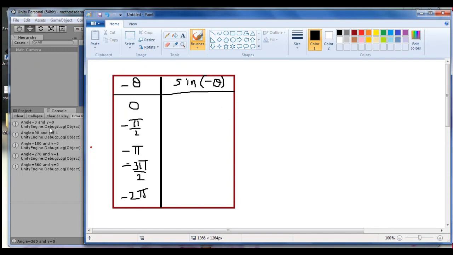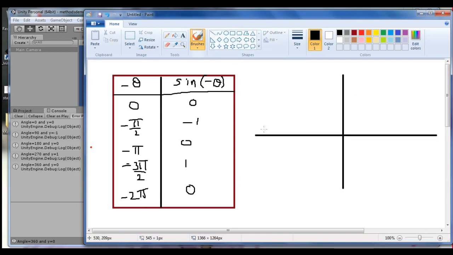On 0 angle, we are getting the value 0. On 90, we are getting -1. On 180, we are getting the value 0. On 270, we are getting the value 1. On 360, we are getting the value 0.